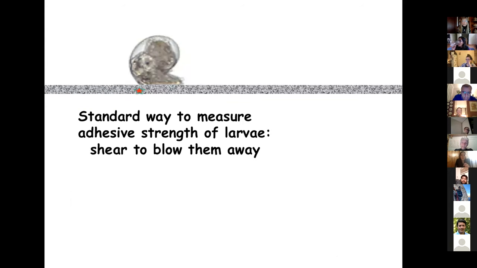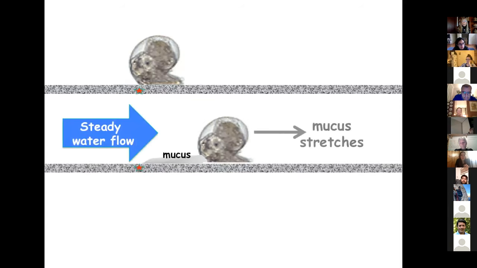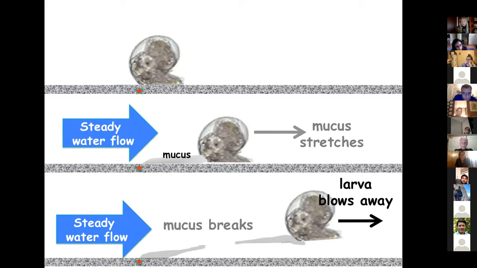So a standard way that's been used for years to measure the adhesive strength of larvae is to shear them, to blow them away in steady flow. And so what happens is the steady flow pushes on the larva. I've got a gastropod larva here, and it's attached to the surface by mucus. The mucus stretches and eventually it breaks and the larva blows away, and we measure the shear to do that.